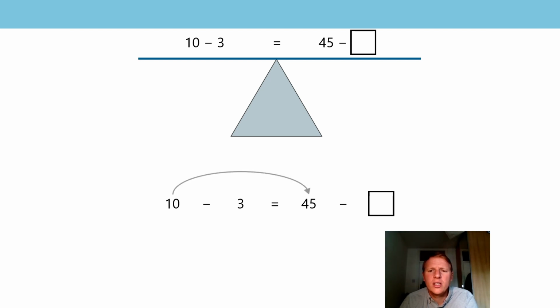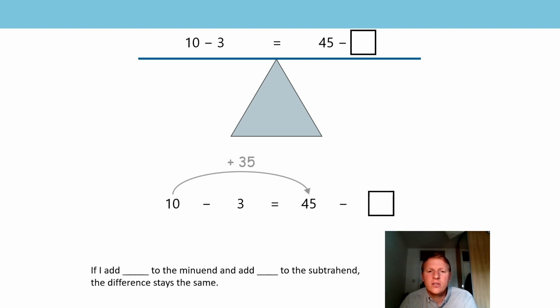So let's look at our minuend. 10 has increased to 45. How much has it increased by? It's increased by 35, hasn't it? So if we go to our subtrahend, that needs to increase by the same amount. So 3 add 35, that is going to be 38. So we know that the missing value in our calculation is 38. So the whole calculation should read 10 subtract 3 is equal to 45 subtract 38.